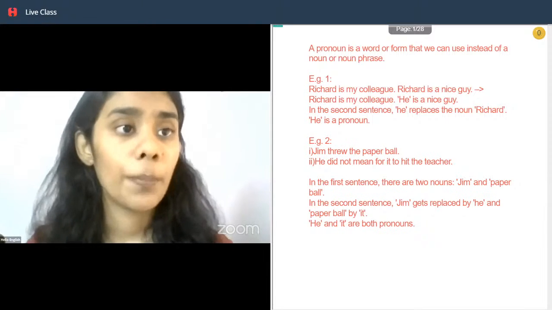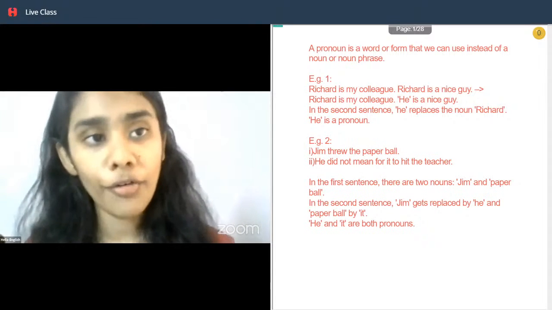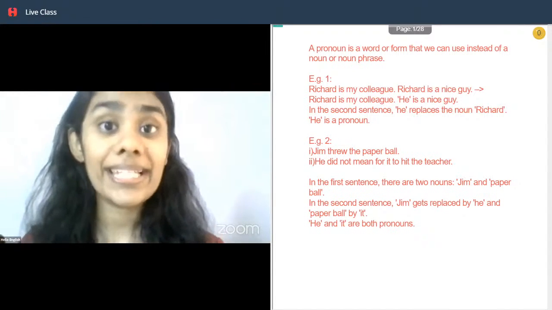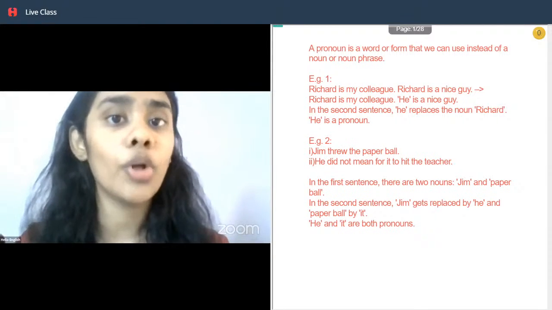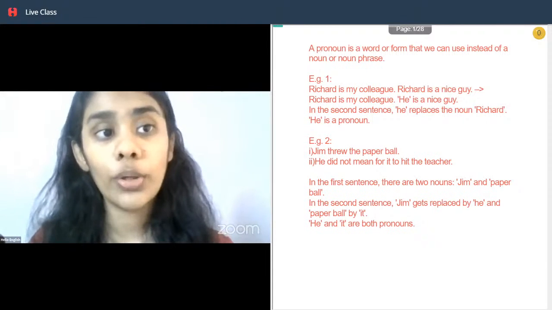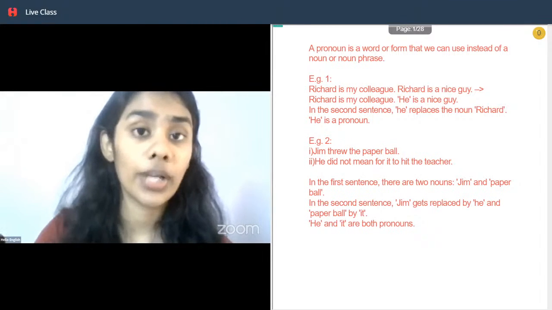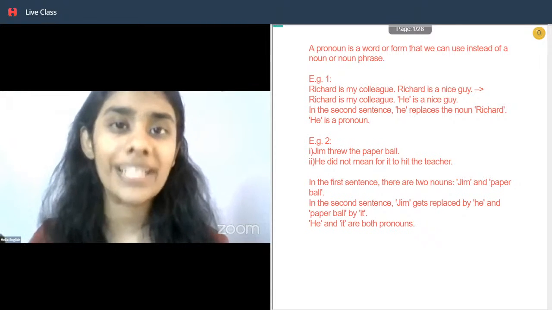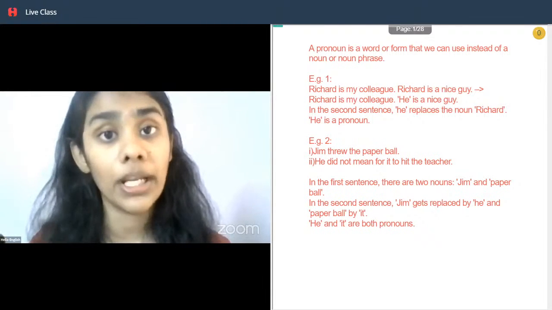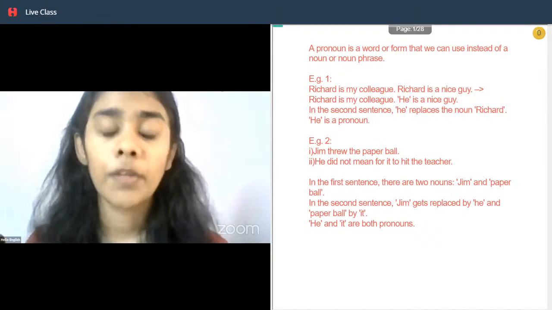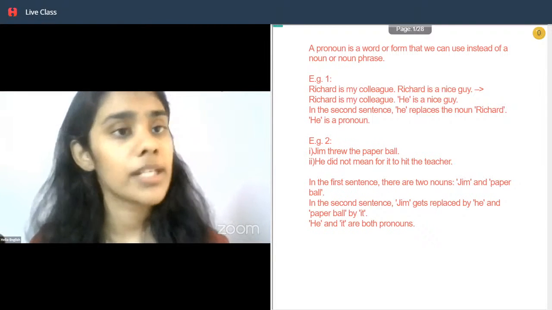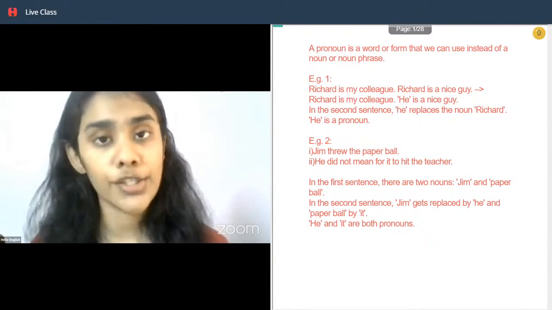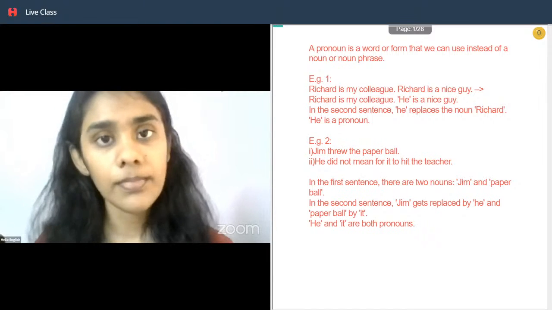So a pronoun is a word or a form that we can use instead of a noun or a noun phrase. As I told you in the example, Ram is a proper noun, isn't it? So instead of repeating the word Ram over and over again, we could simply say, Ram is a boy. He is 9 years old. He is very tall. Understood?